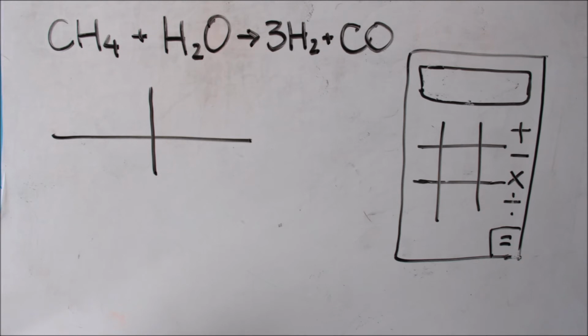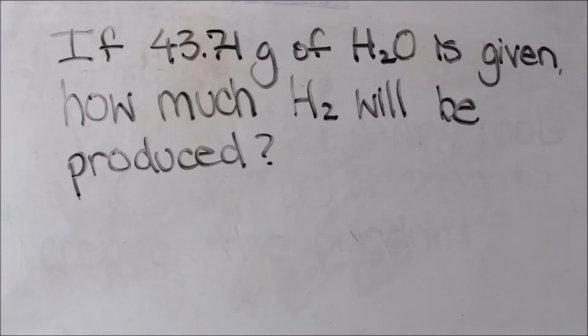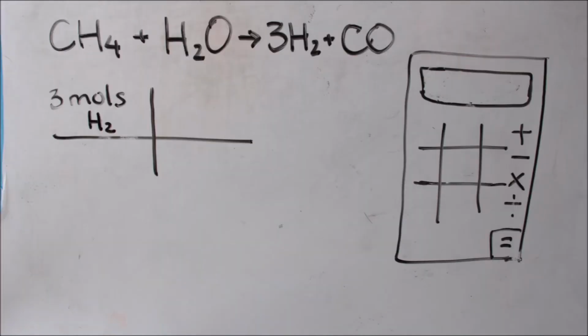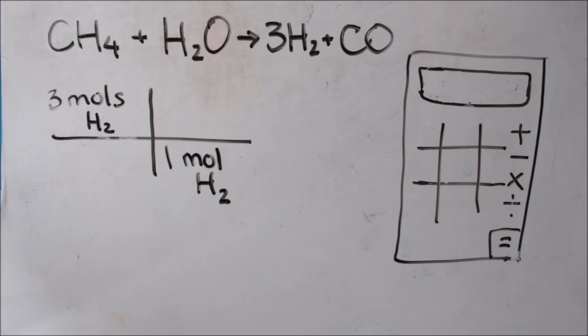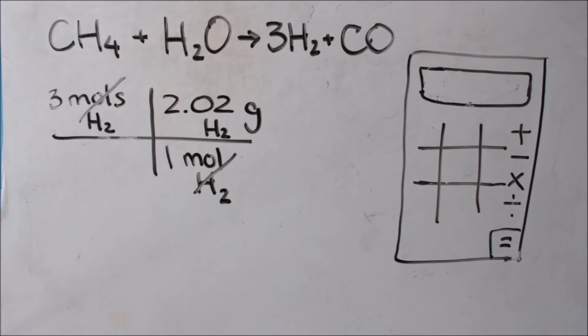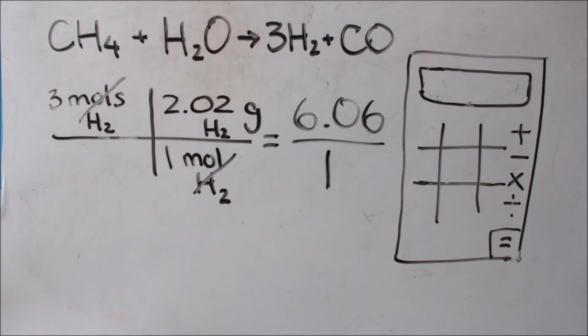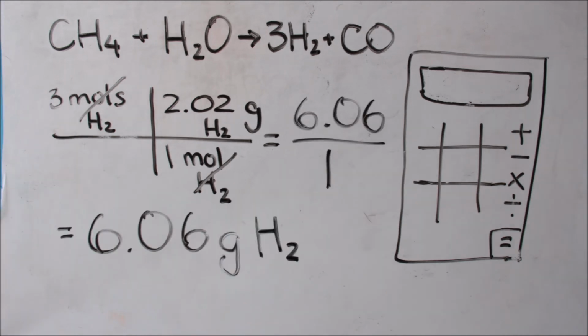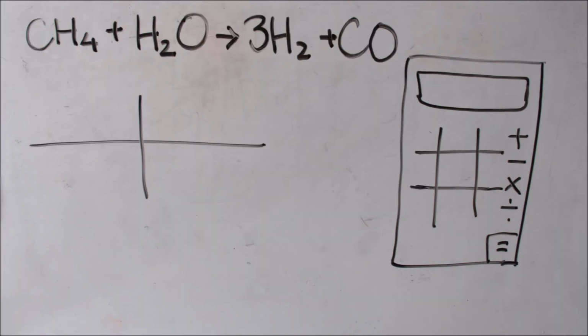Now let's do a problem involving converting moles to grams. So we are given an equation, CH4 plus H2O yields 3H2 plus CO. And if 43.71 grams of H2O is given, how much H2 will be produced? Well, first things first, we must convert 3 moles of H2 into grams. We are given 3 moles of H2. 1 mole of H2 has 2.02 grams. Multiply the top and divide by the bottom number. This gives you around 6.06 grams of H2. Now save this number for the next problem.